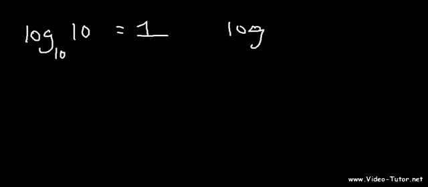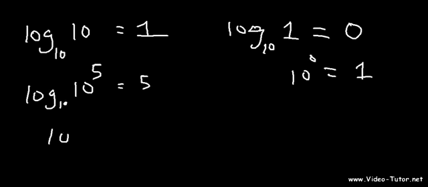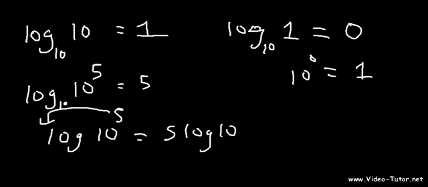Now what about log of 1? Log of 1 is always 0, regardless of what the base is. But we know the base is 10. 10 to the 0 power. Anything to the 0 power is a 1. Now what about log of 10 to the 5th? We know it's base 10. 10 to the 5 is 10 to the 5, so the answer is 5. Another technique that you could do is you can move this 5 to the front. So it's 5 log 10. We know log 10 is 1, so 5 times 1 is 5.